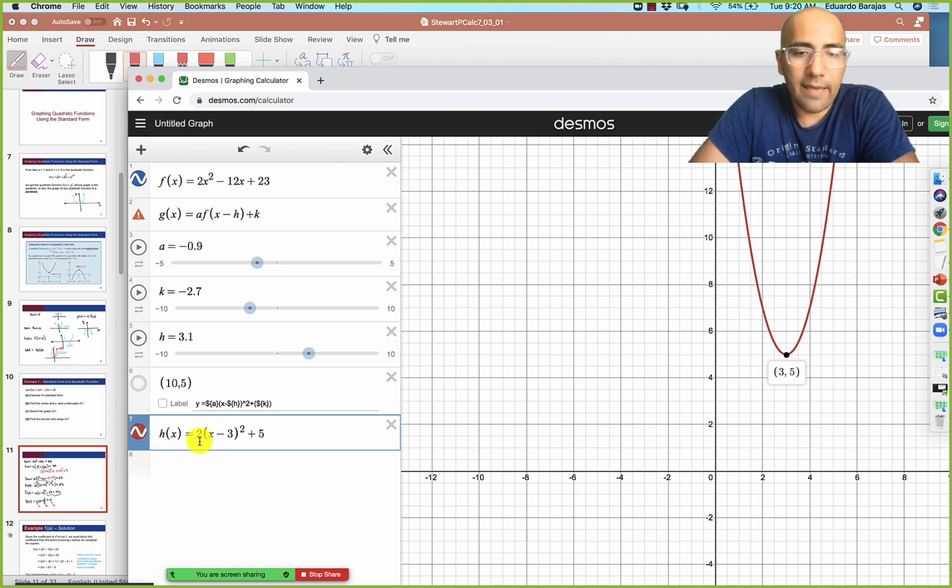It opens up like a happy face because this is positive. It shifts to the right by 3 units because of this minus 3. And it shifts up by 5 units because of this 5. The vertex is (3, 5). And knowing that it's a quadratic, knowing the rough sketch, knowing what the vertex is, solves a lot of different word problems. There's a lot of different word problems where you're interested in figuring out what the vertex is.